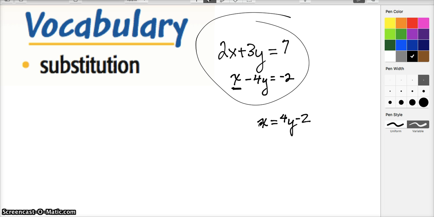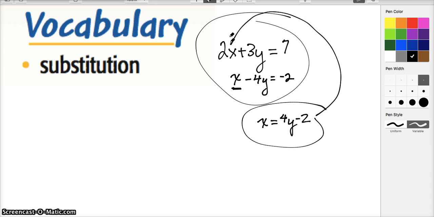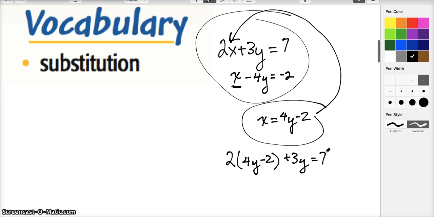So now that I have a value for x, I can substitute this into the other equation. 2 times, watch this, 4y minus 2. Where am I getting that from? X is 4y minus 2. So I'm plugging it into the other equation. That's super important. Plus 3y equals 7. Notice I have one equation with one unknown, which I am a professional at solving.